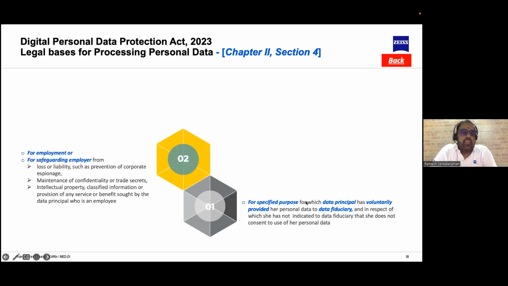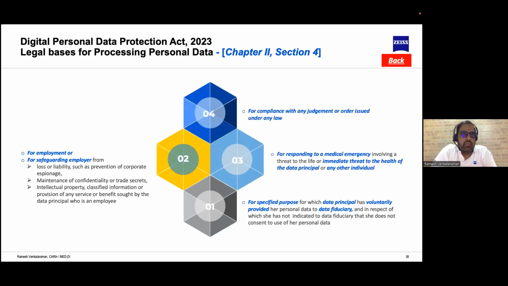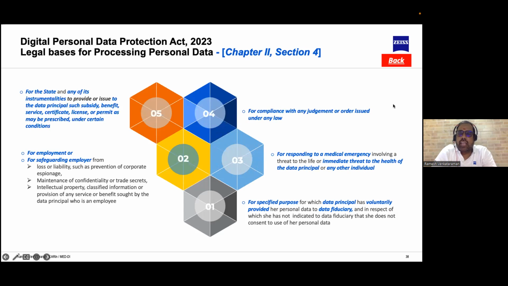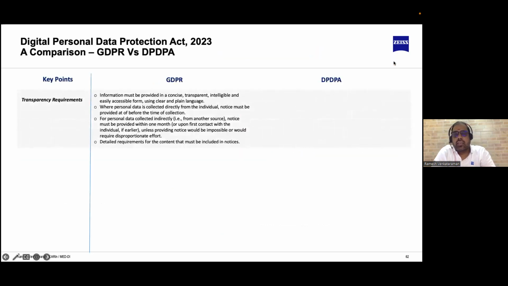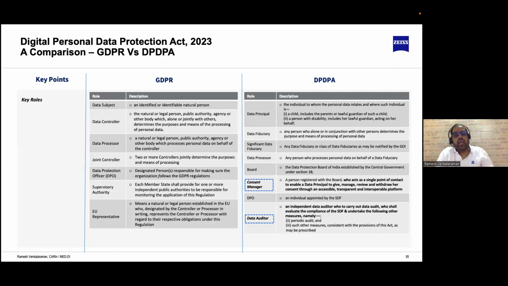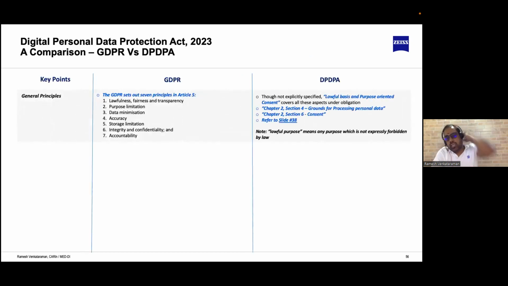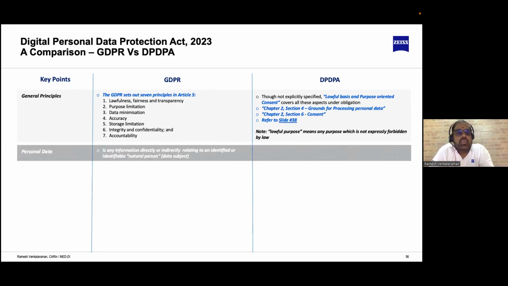Second, for employment purpose, obviously these are all the legal bases on which somebody can process the data without a formal consent. For responding to a vital situation, medical emergency, for compliance with any court order, judgment, etc., or any state matter with respect to security or so. Yeah. So the DPDPA is beautifully, sorry, 1 minute. General consent, general principles we are talking about. The lawful purpose means any purpose which is not expressly forbidden by the law. This note is part of our Act. So it's very clear. If none of the laws has forbidden it, then it is a lawful basis. We will be able to process it.